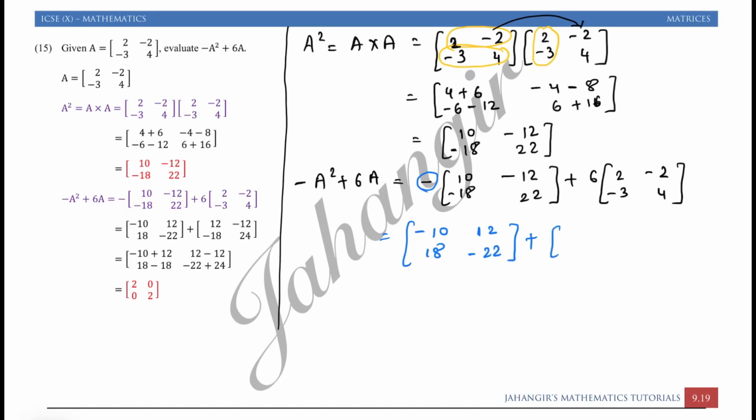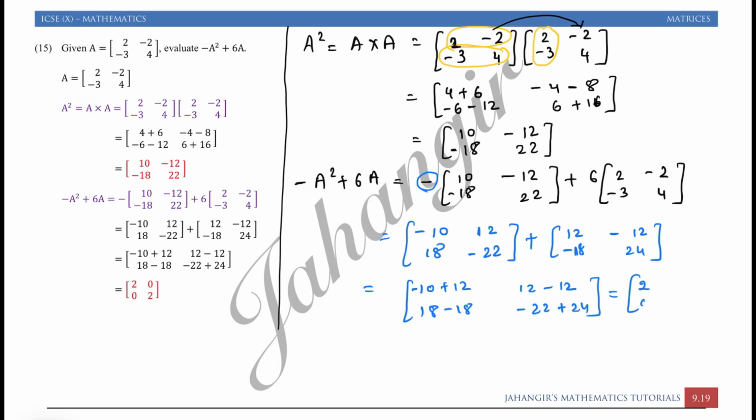Now I will multiply 6 also. 6 2s are 12, 3 2s are 6, 6 3s are 18, minus 12, 6 4s are 24. So here minus 10 plus 12, 12 minus 12, 18 minus 18, minus 22 plus 24. That will give you 2, 0, 0, 2. So here final answer is 2, 0, 0, 2.